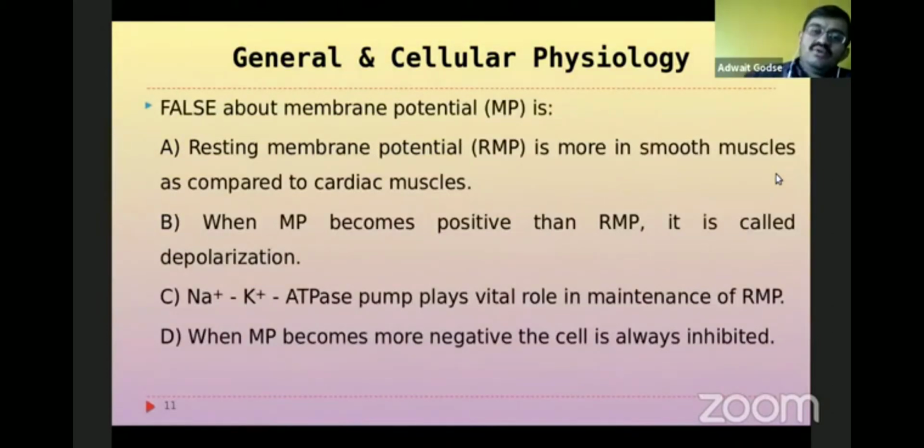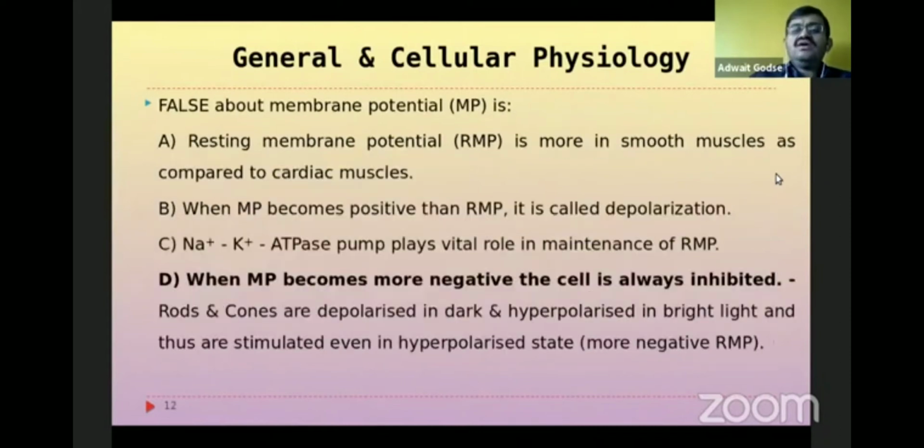False about membrane potential is. Option A reads, resting membrane potential is more in smooth muscles as compared to cardiac muscles. Option B, when membrane potential becomes positive than resting membrane potential, it is called depolarization. Sodium potassium ATPase pump plays vital role in maintenance of resting membrane potential. And fourth option is, when membrane potential becomes more negative, the cell is always inhibited. This is a long multiple choice question, usually a concept testing question. What will be the answer? False statement is, when membrane potential becomes negative, the cell always is inhibited.